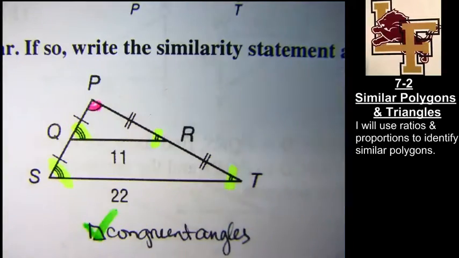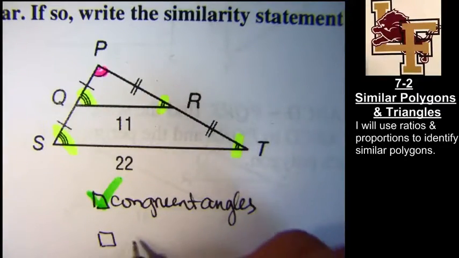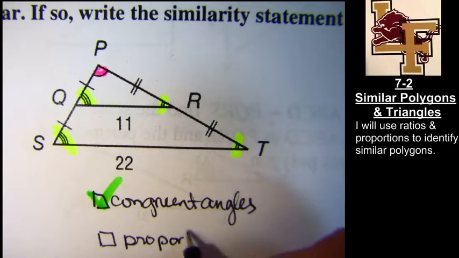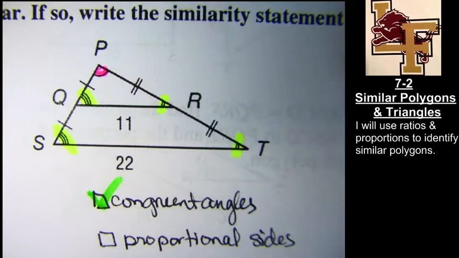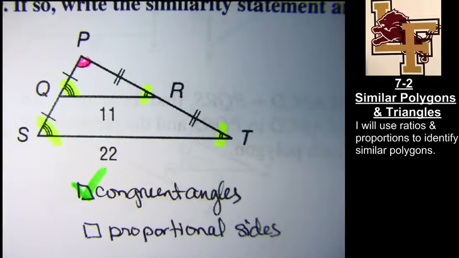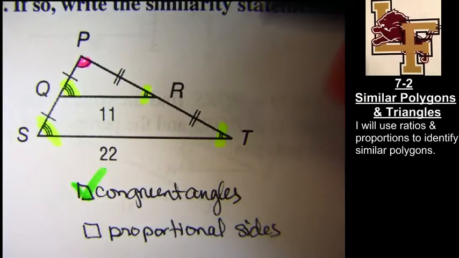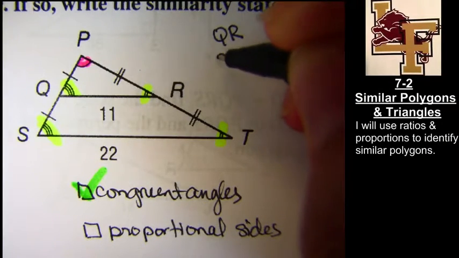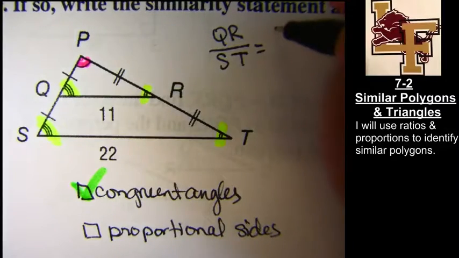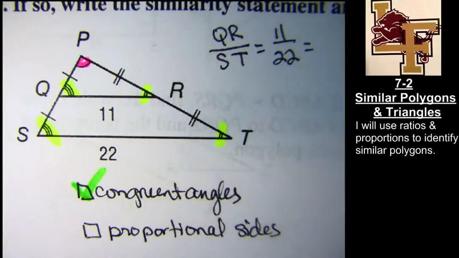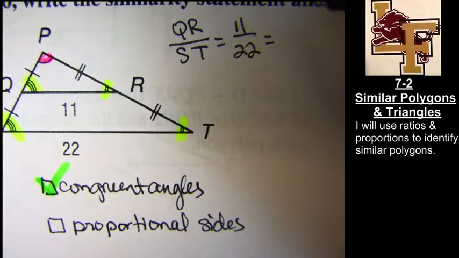What was our second check? Yeah, proportional sides. All right, so we've got to check to see if we can write these side measures in fractions, that when we reduce those fractions down, they all end up being the same fraction. QR and ST are right now the easiest sides for me to deal with, right? Because they've got numbers. The other ones don't have numbers, so I don't know what to do yet. It's 11 over 22, or 1/2.